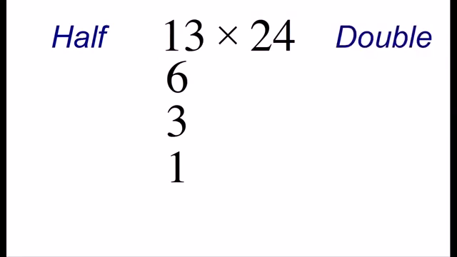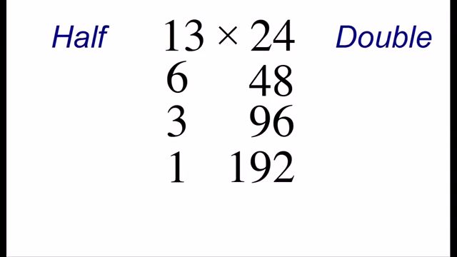The second step is to take the number on the right and keep doubling it. So the number 24 when doubled is 48. Then we're going to double this number again to get 96. And finally, we double 96 to get 192.